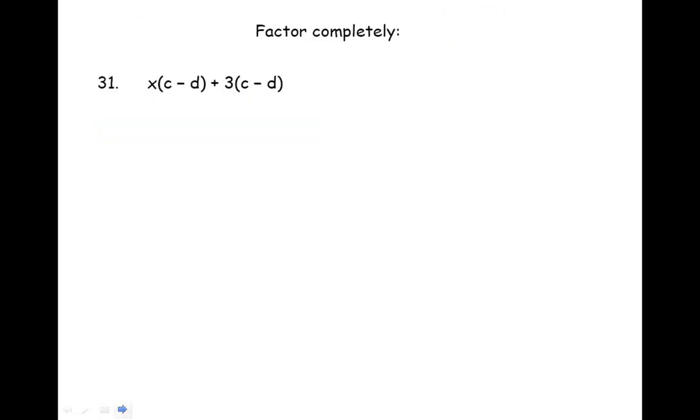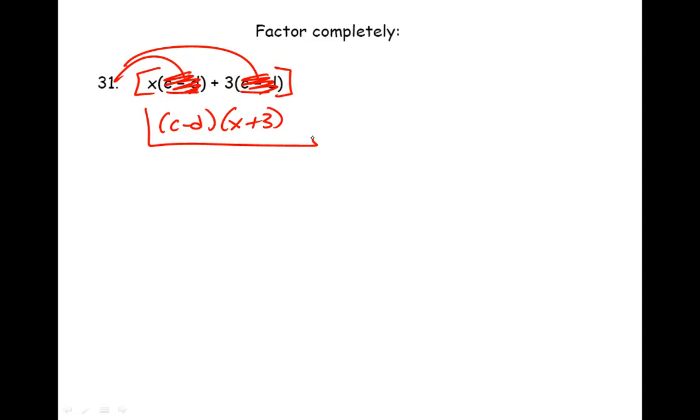So here, what we see is that we have two terms. Both of these terms have a c minus d. So we should be able to factor out a c minus d. When I factor out a c minus d, I'm going to be left with x plus 3.